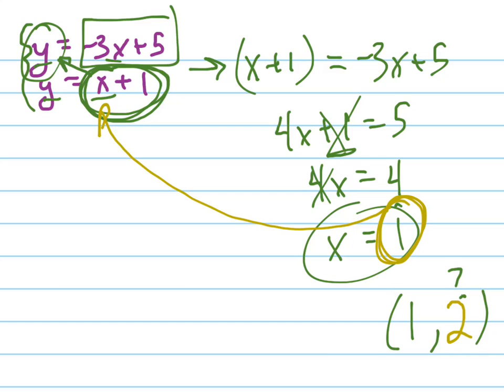So let's check if that's the right answer by plugging in 1 for x and 2 for y into that first equation, and let's see if that works. What's negative 3 times 1? Negative 3. What's negative 3 plus 5? Positive 2. And so it does work. So that works, and that's the right answer.